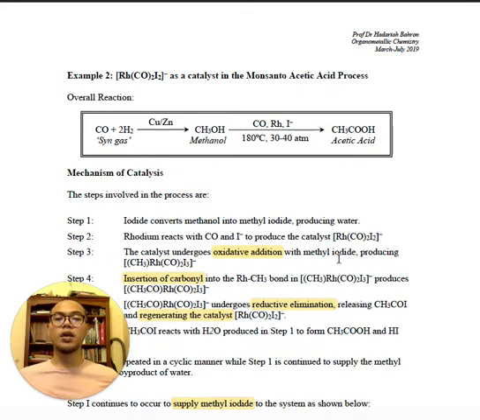The second example will be on the Monsanto acetic acid process. If you still remember, we have learned about carbonylation and the insertion reaction. So this is it. So overall reaction, we have carbonyl, we have hydrogen. This reaction is catalyzed by copper and zinc, producing methanol. So we don't want methanol, we want acetic acid or ethanoic acid. So further reaction will be your methanol converted into acetic acid with the assistance of carbonyl, rhodium, as well as iodide. Okay, so when this is used, we can get the acetic acid.